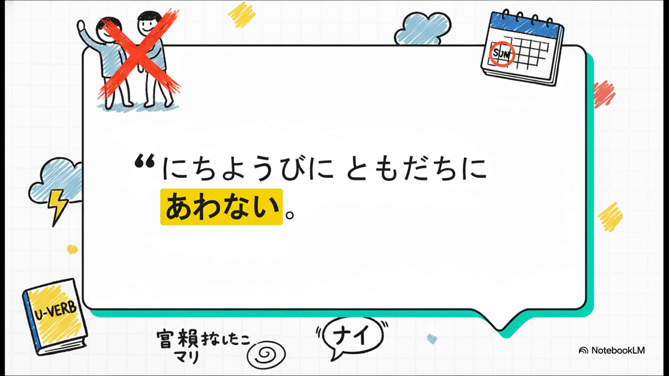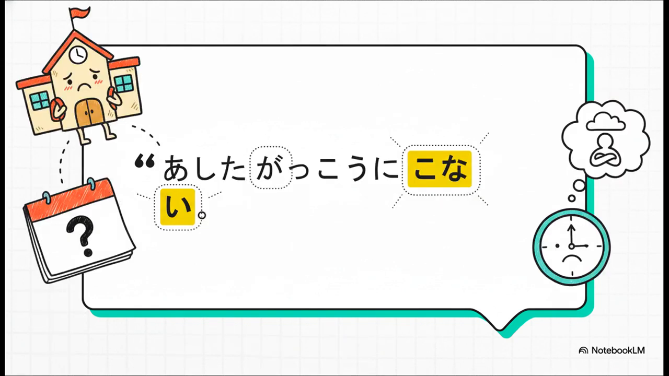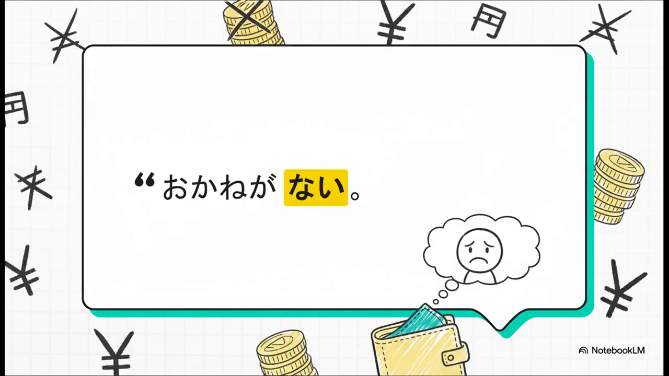Nichiyoubi tomodachi ni awanai. And here is one of our irregulars, kuru. It changes to its special form, konai. Tomorrow I will not come to school. You're going to find yourself using this one all the time. And finally, that really important exception, aru. To say I have no money, you get okane ga nai. This is probably one of the most common ways you're going to hear the nai form used in daily life.